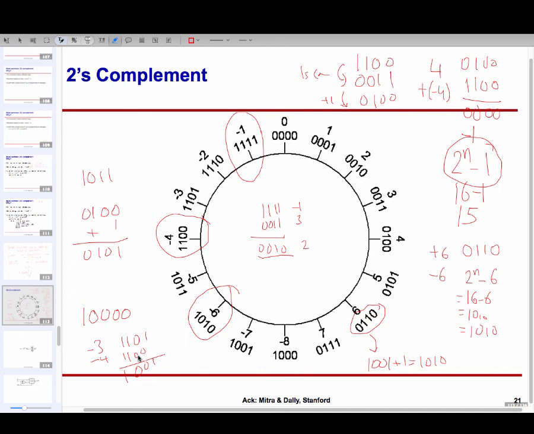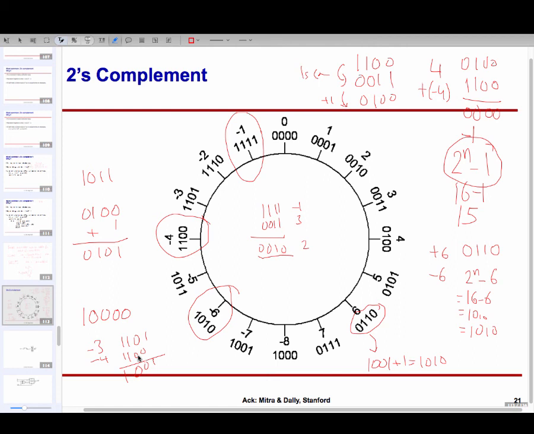And so you can try it whichever way. You add minus 4 plus minus 4, you will get 1, 0, 0, 0. So the thing is, just a standard, we're kind of going back and forth on thinking about the same bits in two different ways.